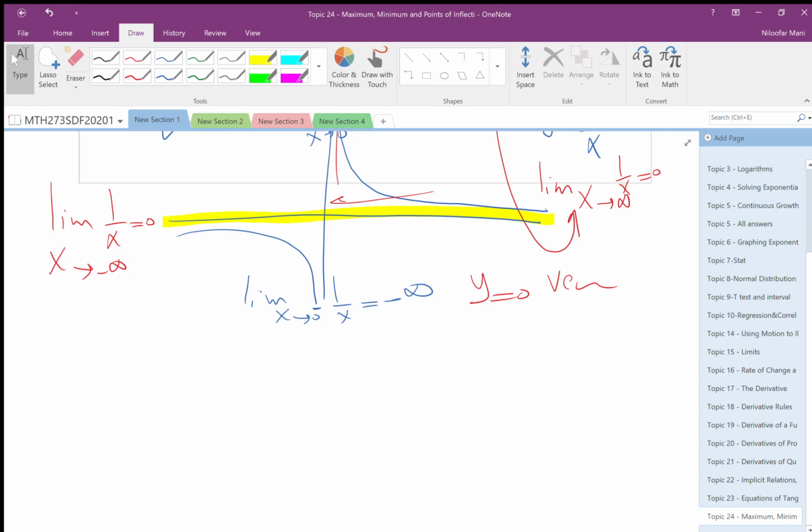And after that, we continue on the application of derivative. And after that, we go to antiderivative, which is integral, and application of integral, and then we are done.